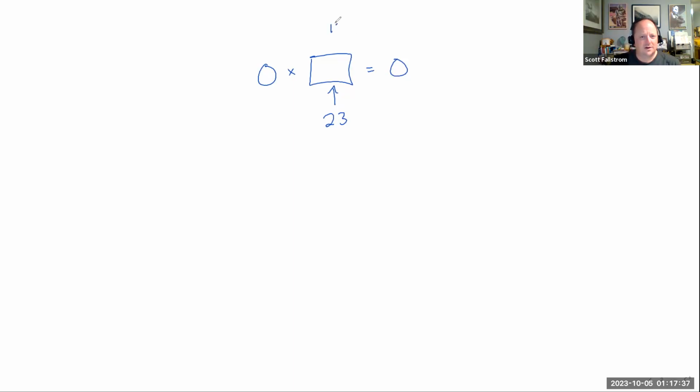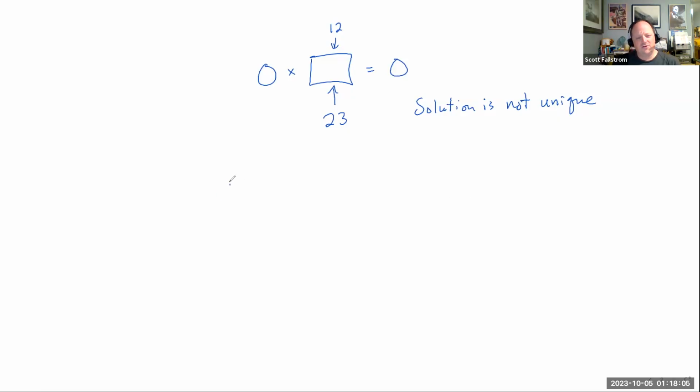You could have picked another amazing person, like Tom Brady. So put 12 in here. 0 times 12 is 0. So what we would say is there's a lot of solutions. We would say the solution is not unique. If the solution is not unique, it just means there's more than one.